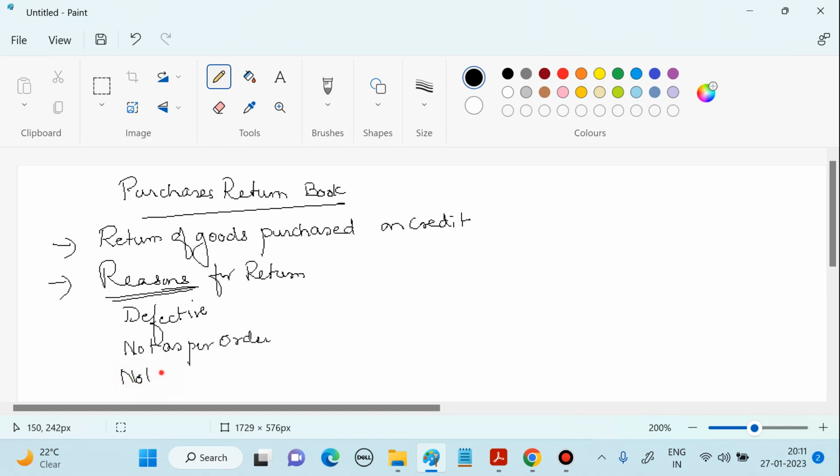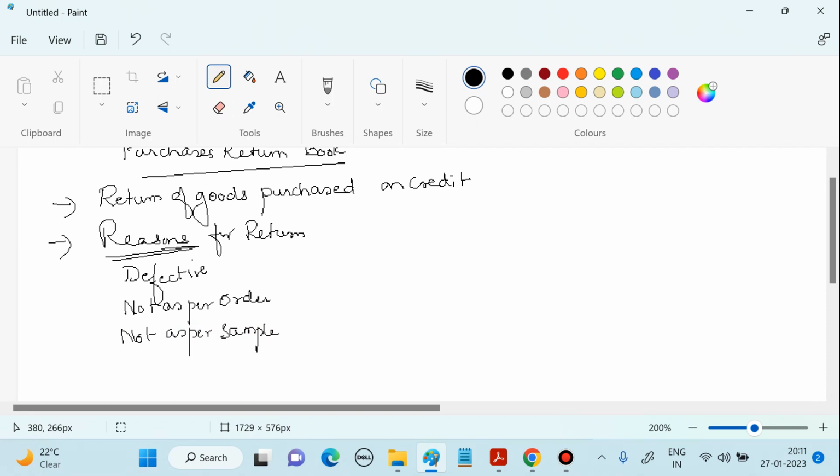Or it is not as per sample. Some sample was shown to you when you went to purchase, so you ordered on that basis. Now the goods received were not as per sample. Then you might return it. Or there might be late delivery. Means you had to get a delivery on a particular date, but it is delayed a lot. Then you might have purchased from somewhere else. Now when the delivery comes, you might say, I don't require it anymore. So these are several reasons because of which the return of goods can take place.